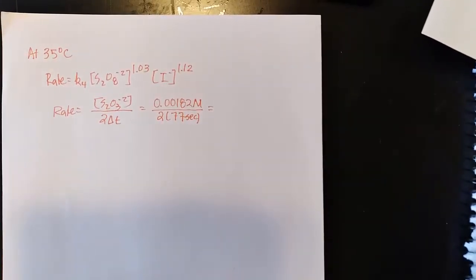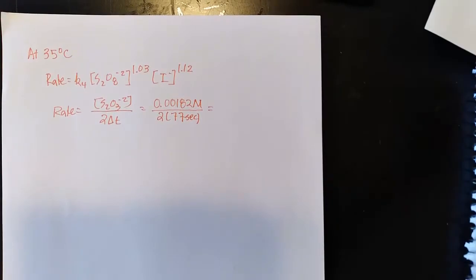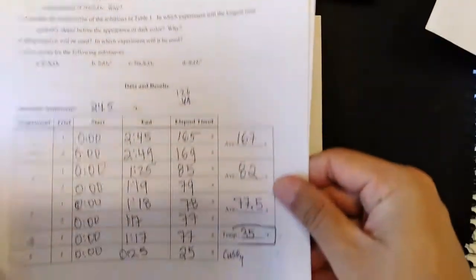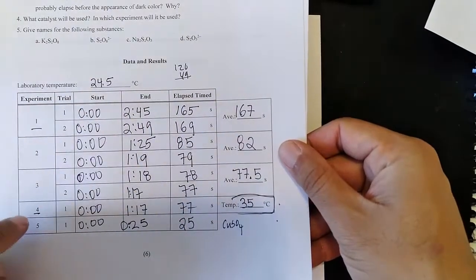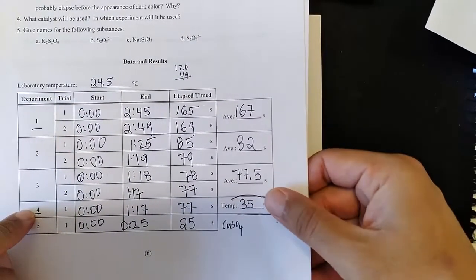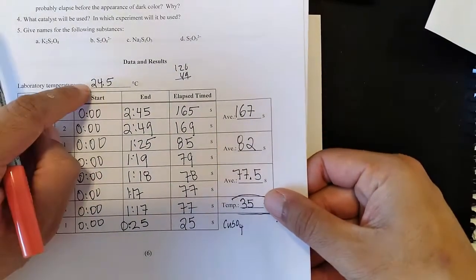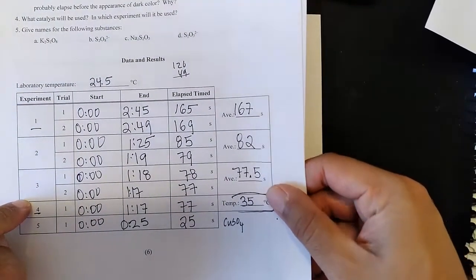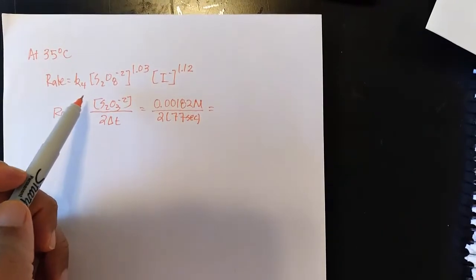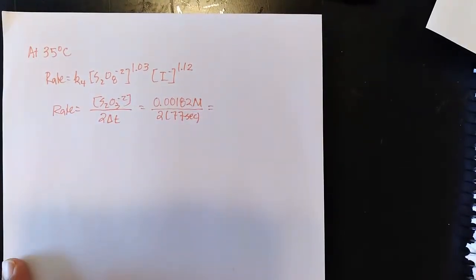All right, so a couple more things we need to talk about here. We did one reaction, if you remember, at 35 degrees C. Same conditions as experiment 1, same volumes as experiment 1, but the only difference is that instead of 24.5 degrees, we did it in a water bath at 35 degrees C. So let's figure out the rate constant. We're going to call that K4 for experiment 4.